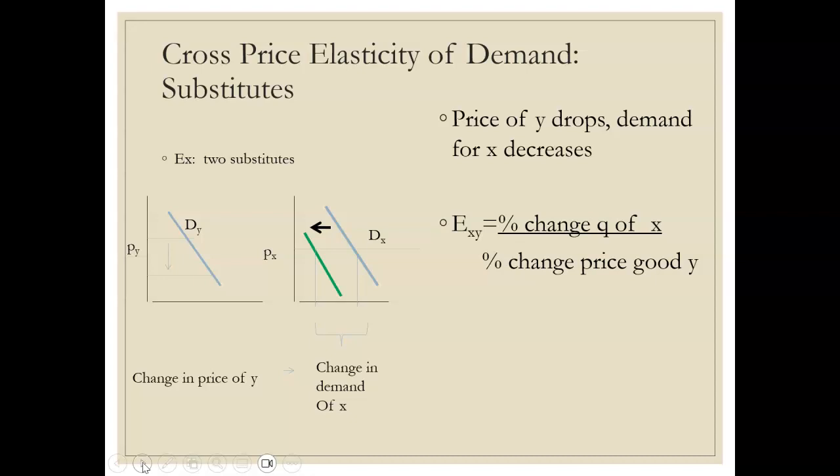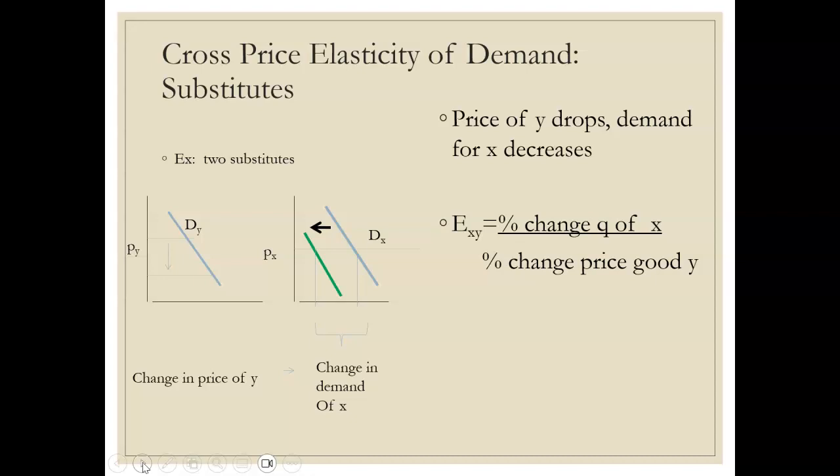Okay, let's start with cross price elasticity of demand. And we're going to look at the case of substitutes here, two goods that are substitutes for one another. Over on the diagram on the far left, you can see the diagram for good Y. Here, the price of Y is falling. Over on the right diagram, we have the demand curve for good X. Because these two goods are substitutes, as the price of Y falls, the demand for X decreases. Okay, price of Y drops, demand for X decreases.